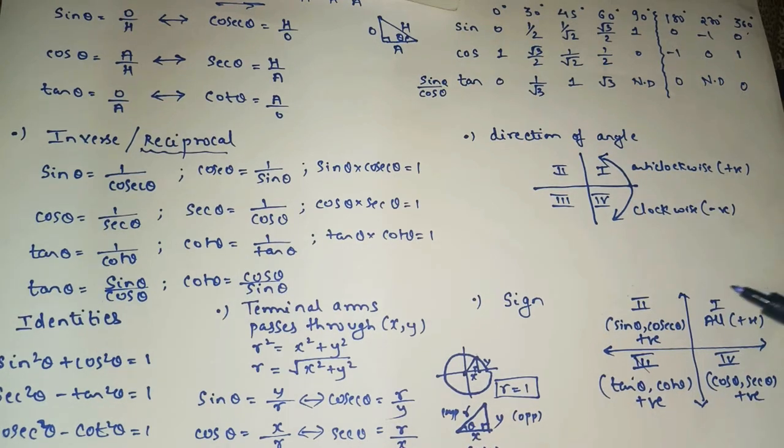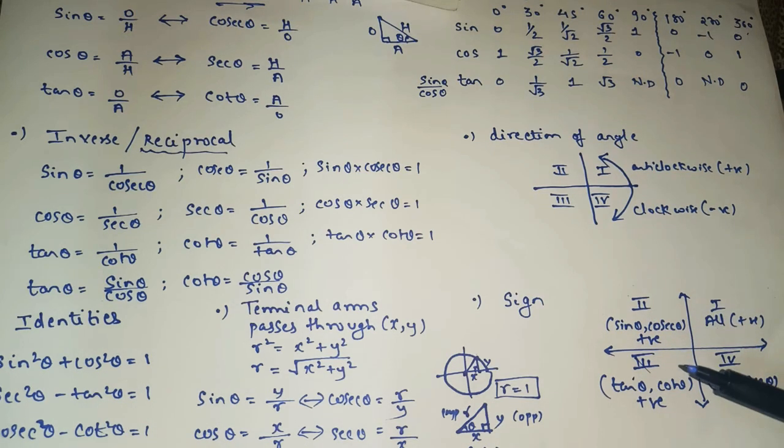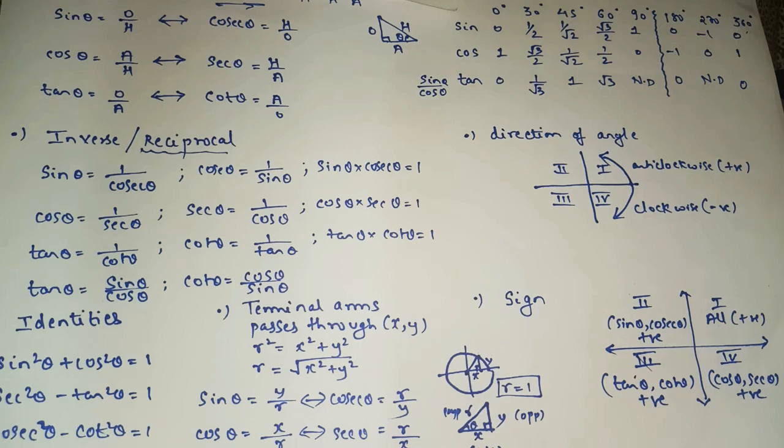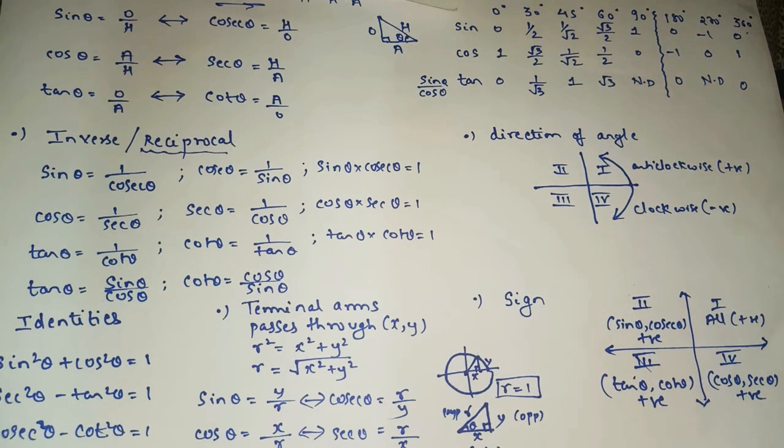So in the first quadrant all the trigonometric functions are positive. In the second quadrant sine and cosec will be positive and the rest will be negative. In the third quadrant tan and cot will be positive and the rest will be what, negative. And in the fourth quadrant the cos and sec will be positive and the rest will be what, negative. Okay, I hope you all understood till here.